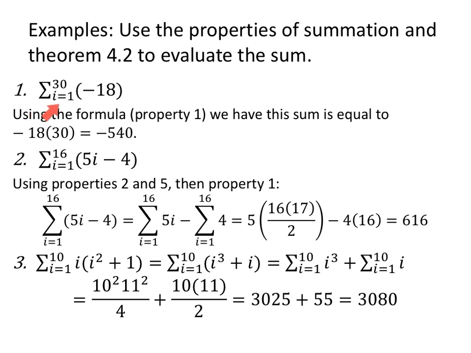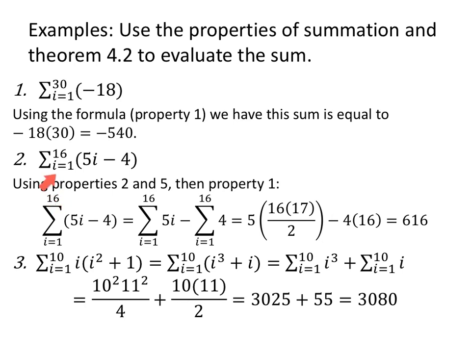If I want to add from i equals 1 to 30, negative 18. Keep in mind negative 18 is just a constant. Using the formula from property 1, if I'm adding a constant 30 times, that's just 30 times the constant. Negative 18 times 30 is negative 540.